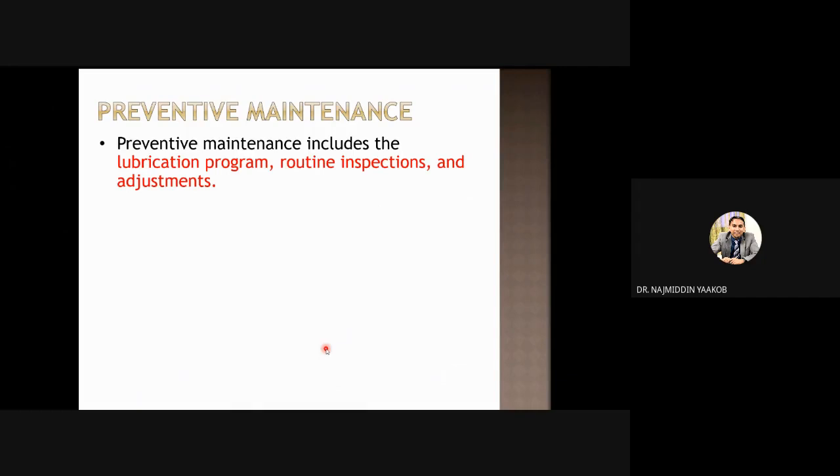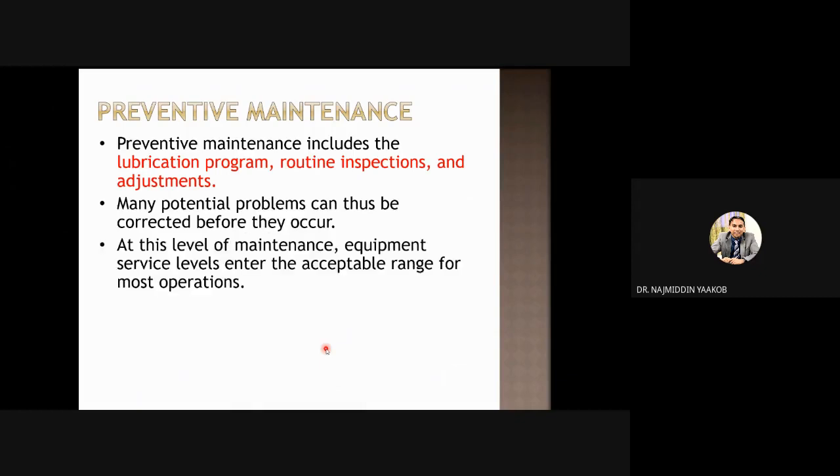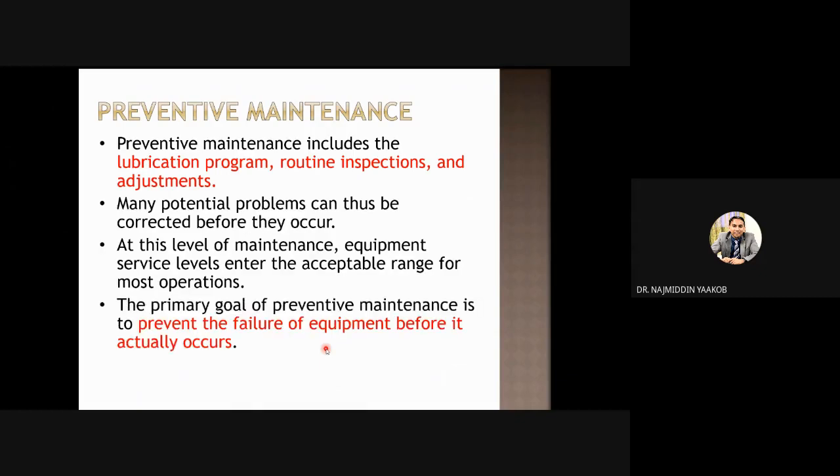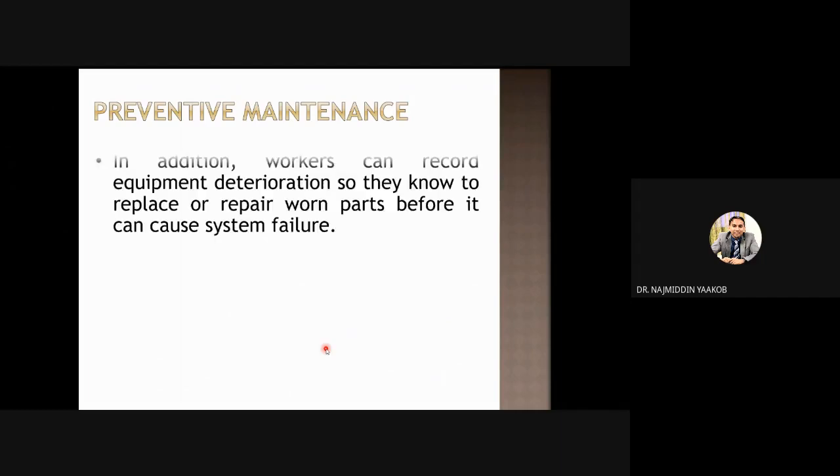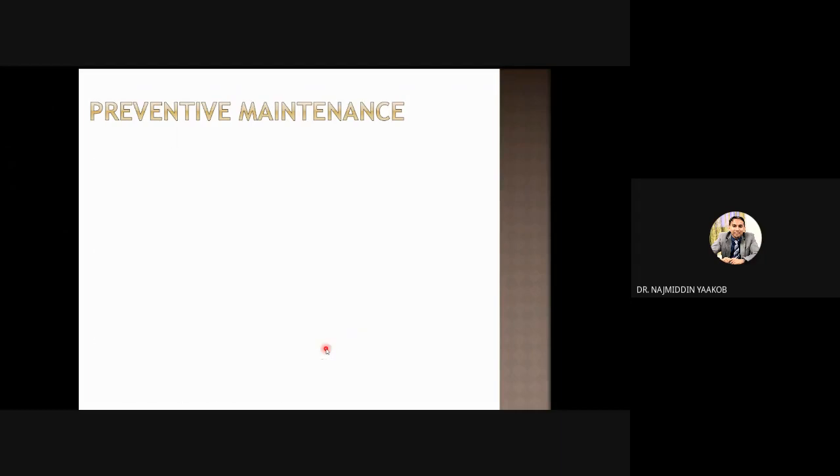This is similar to your preventive maintenance routine inspection. Many potential problems can thus be corrected before they occur. The primary goal of preventive maintenance is to prevent the failure of equipment before it actually occurs. So this is all about preventive maintenance. You can just read all of this.